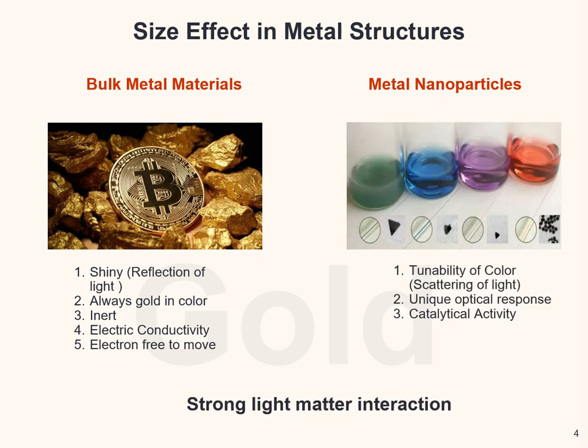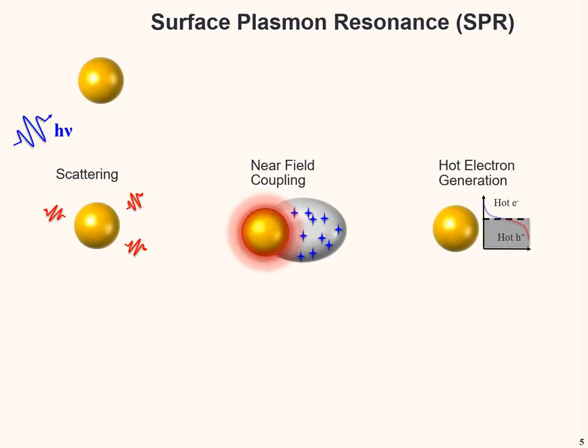However, in the past decades, people noticed that the properties of metal nanoparticles do change with their size. For example, here we show four different nanoparticles where the shape is slightly different and the size is different. We can see that the color, or the optical response, is changing in the visible range. So how can this tunability of color be achieved? It is because there is a strong light and matter interaction in the metal nanoparticles, and this gives us a very unique phenomenon called surface plasmon resonance.